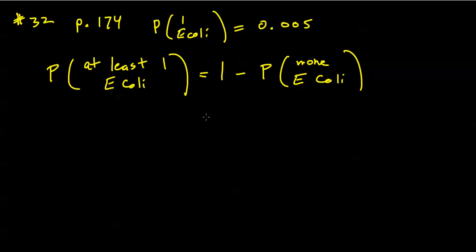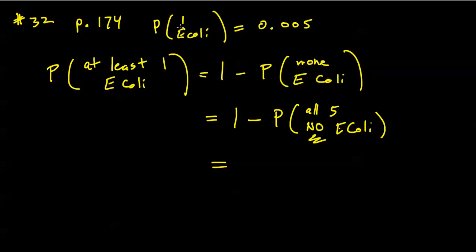Well, how can I describe this? If none of them have E. coli, that means all 5 don't have E. coli. Let me rewrite it like this. It's going to be 1 minus the probability that all 5 have no E. coli, right?